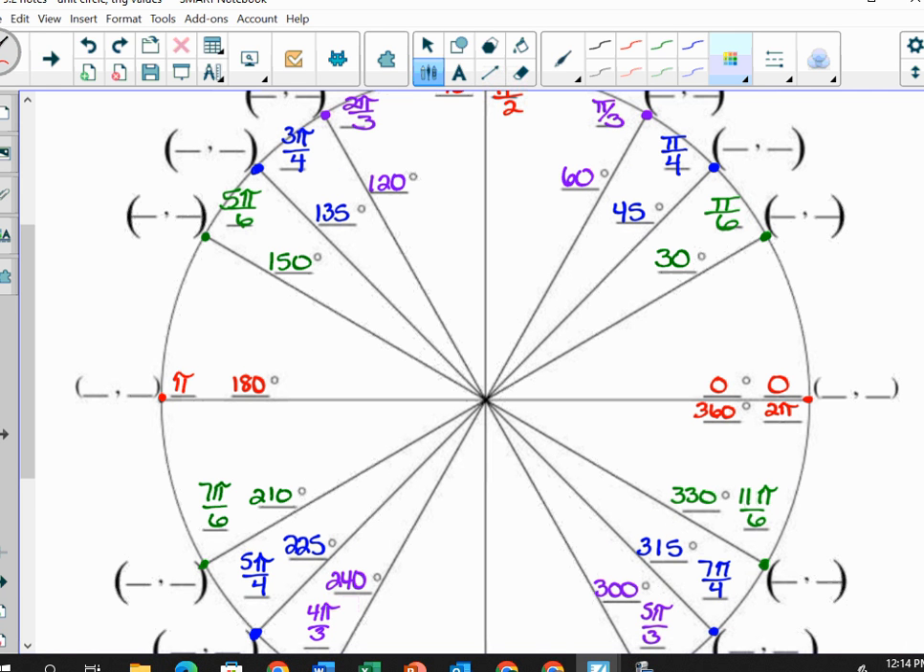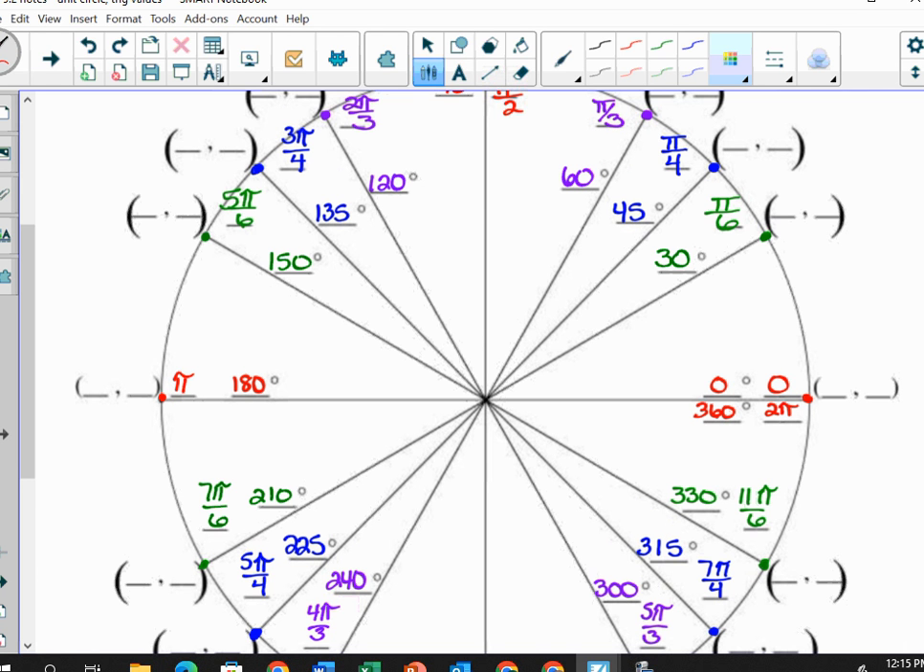All right, any questions on degrees? Okay. All we have left are ordered pairs, guys. All right, this is called the unit circle because the radius is 1 unit long. So this point over here on the right at 0 degrees or 360 degrees, what do you think the coordinate for that point is going to be?